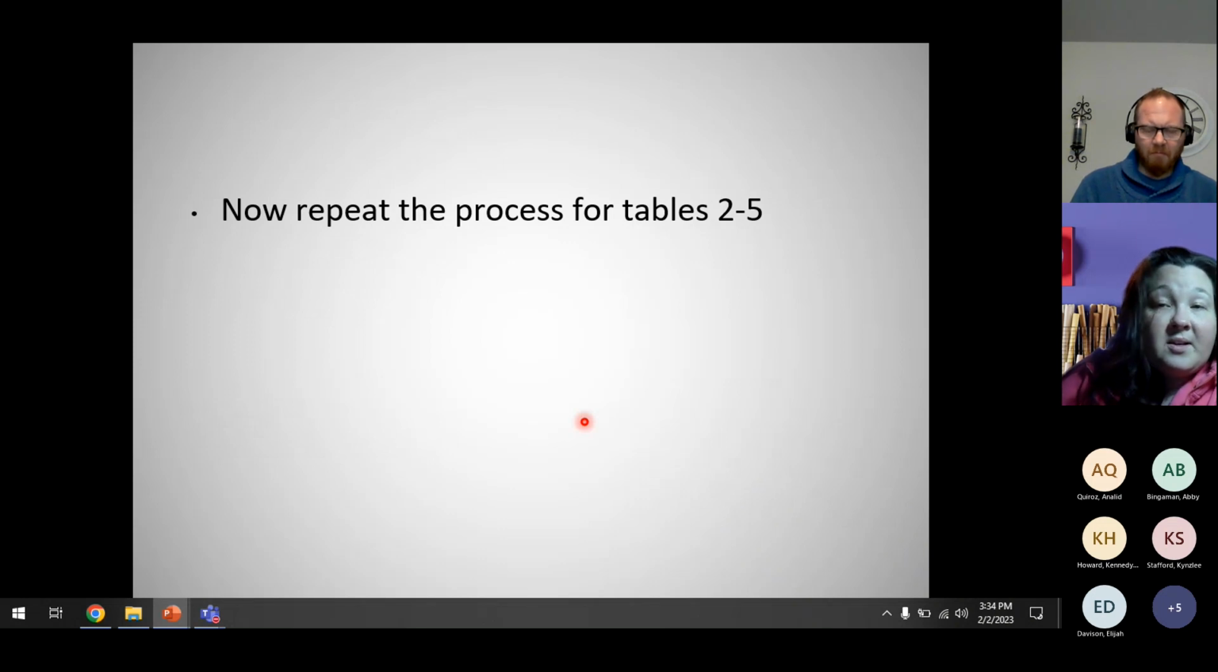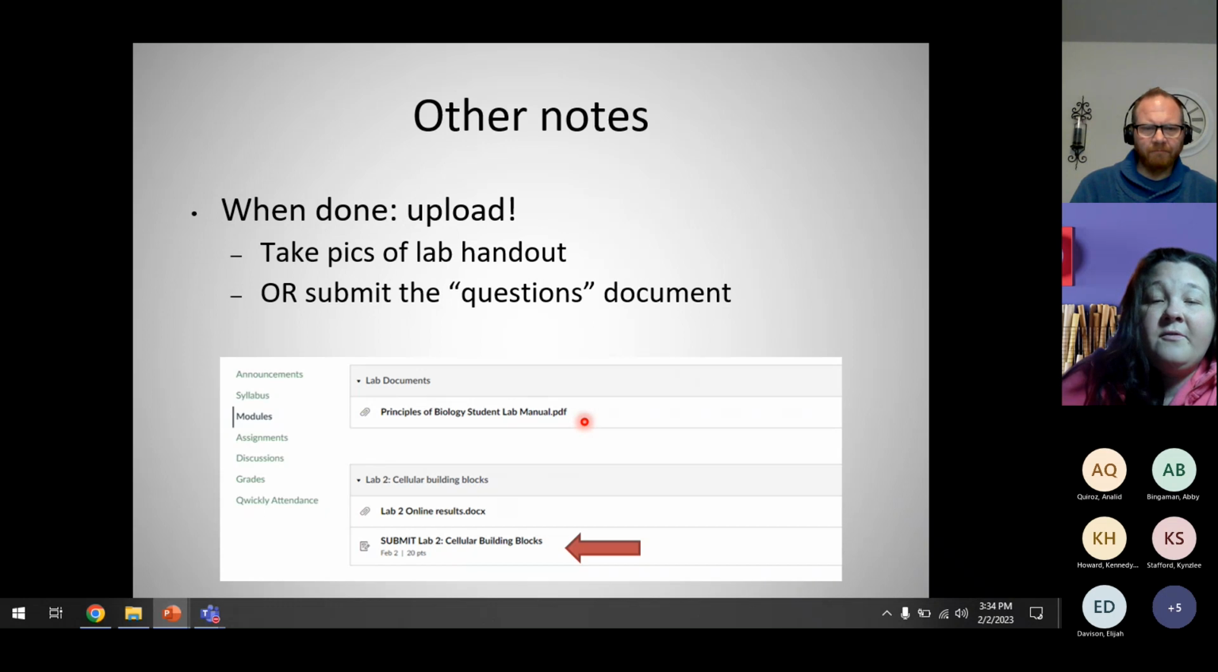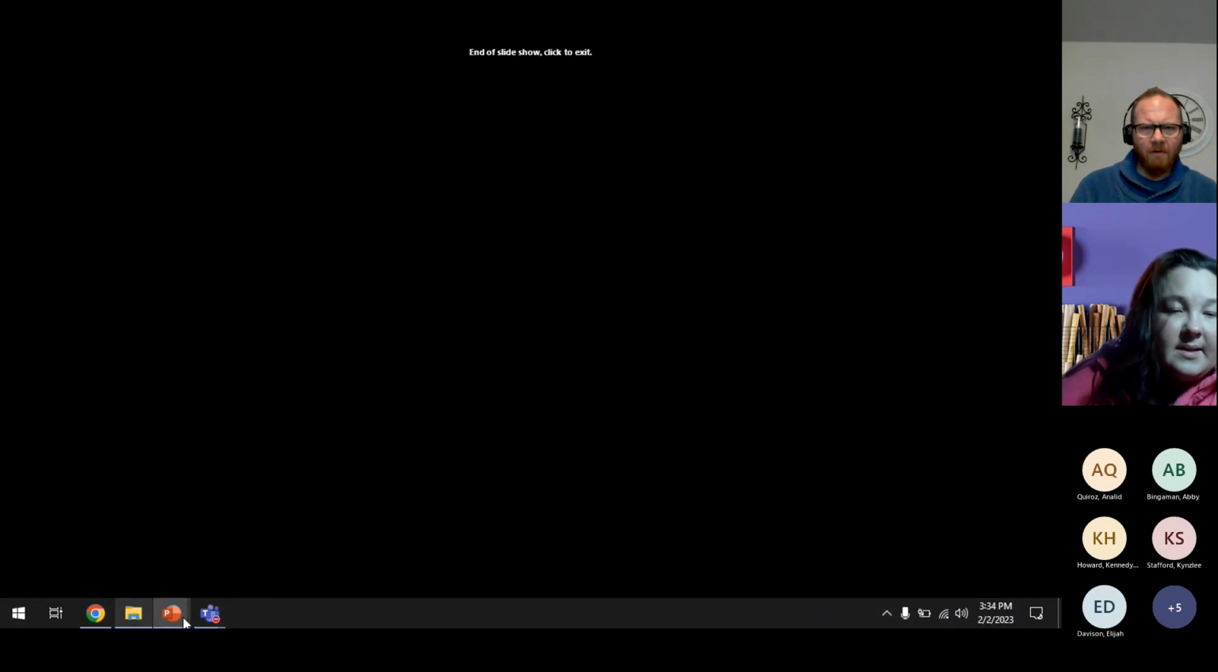Now you're going to repeat this process for tables 2 through 5. I have crossed out some of the comprehension questions in the typed document. You do not need to answer those. When you're done, you submit it right here. You submit the document, or if you are using your lab handout, you will submit pictures of your lab handout. And that is the end.